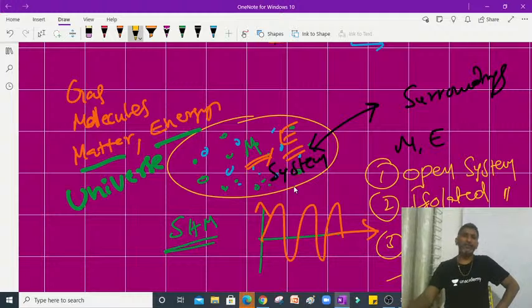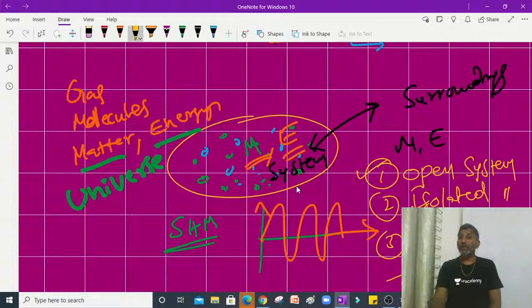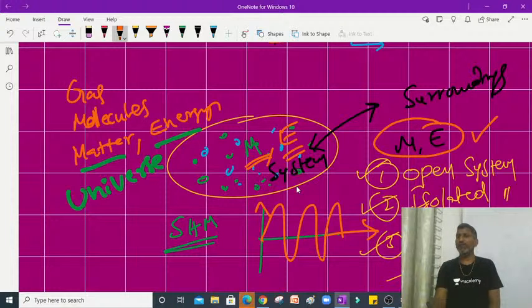Very simply we discussed, students, systems are of three kinds: open system, isolated system and closed system. Observe very carefully. In an open system both matter and energy can be exchanged between surroundings and system. Whereas in an isolated system, neither matter nor energy can be exchanged between system and surroundings. In a closed system, only energy can be exchanged between system and surroundings. Okay, this is the very basic thing.